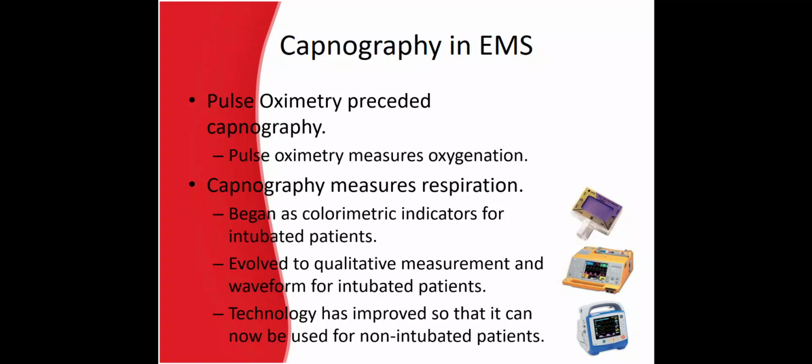Capnography measures respiration. It began as a colorimetric indicator for intubated patients. Carbon dioxide is a weak acid. Colorimetric detectors use litmus paper that changes color based on the amount of acid that is being exhaled. The colorimetric indicator evolved into qualitative measurement and waveforms for intubated patients. Technology continued to improve so capnography could be used on non-intubated patients.